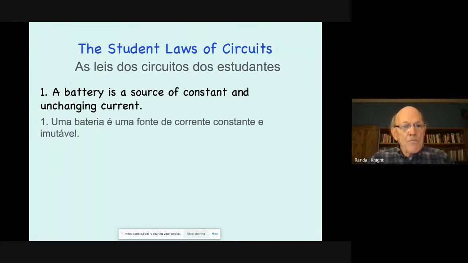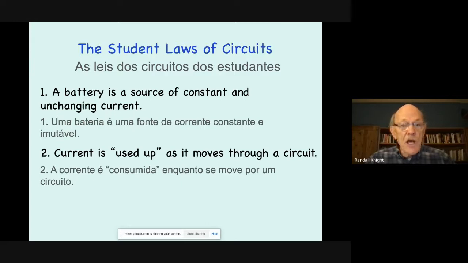What's a battery? To students, a battery is a source of constant and unchanging current. No matter what the circuit is, the battery always provides the same current. You may not realize that students think this unless you've really asked them these kinds of questions. This is extremely widespread. It's a very, very difficult idea to get students to change.